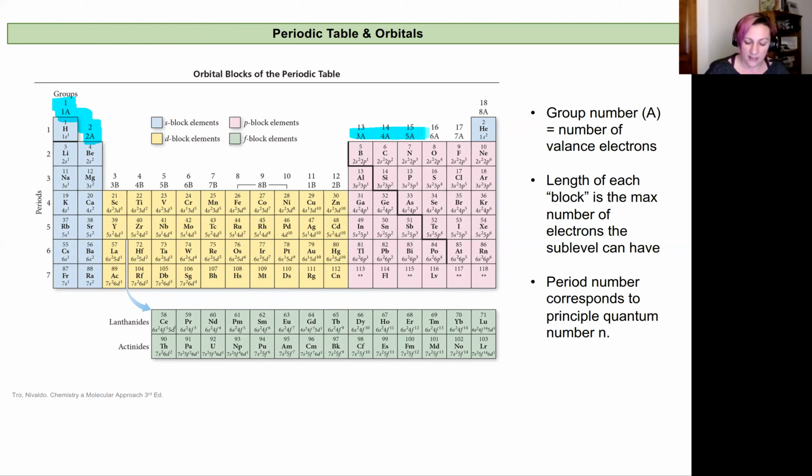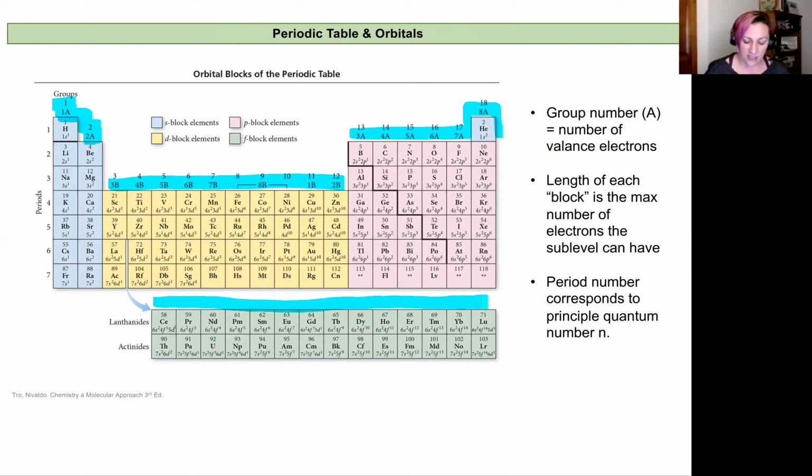Anything over here in the next 6 of the main group elements is filling electrons in the p orbital last. Anything in the transition metals is filling a d orbital last, and anything in our lanthanides and actinides is filling an electron in the f orbitals last. These are blocks of elements that correspond visually to that last electron's orbital placement. So if I look at any element on here, I should be able to quickly say it definitely has electrons in this orbital.